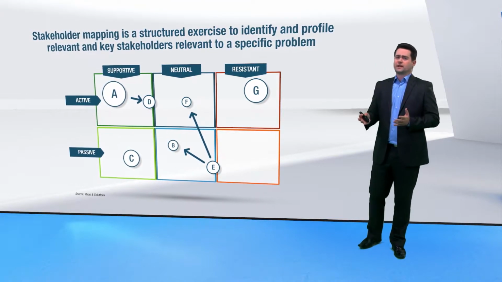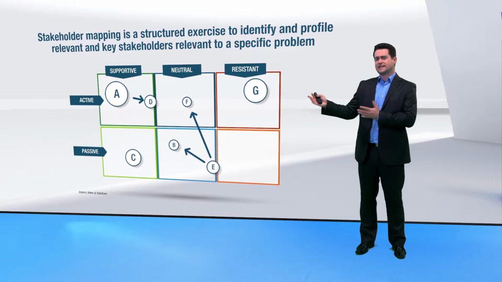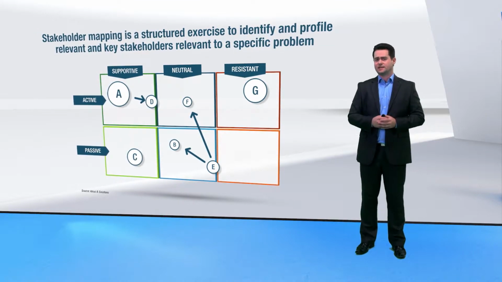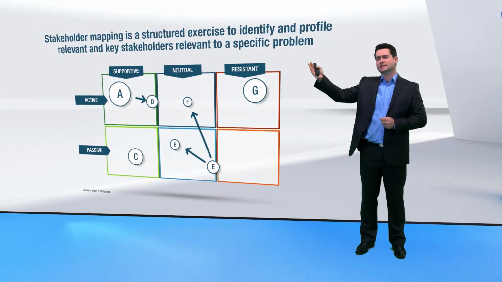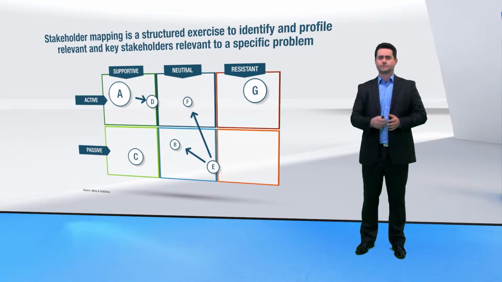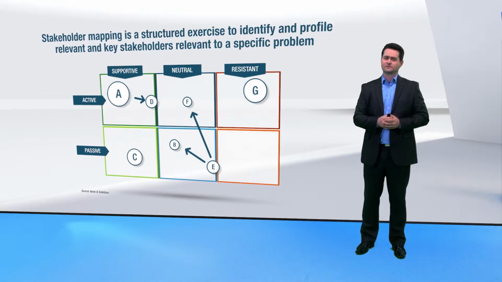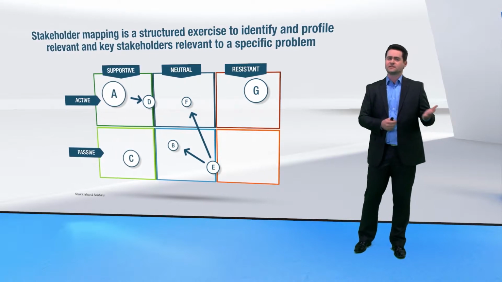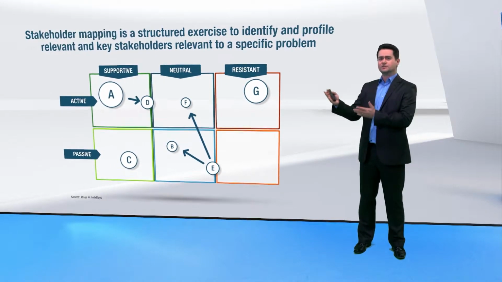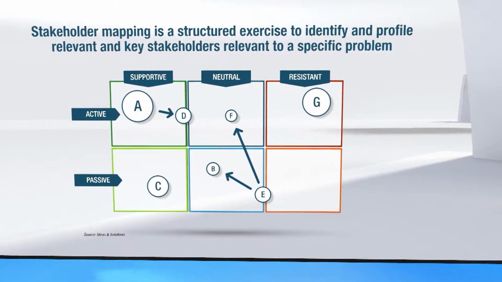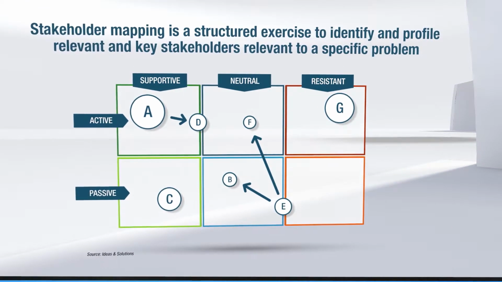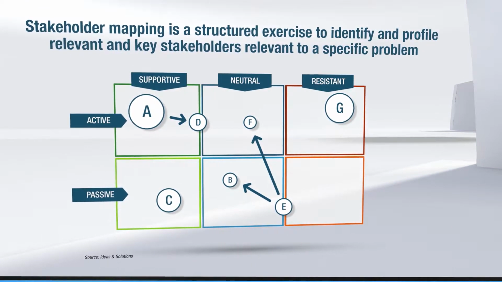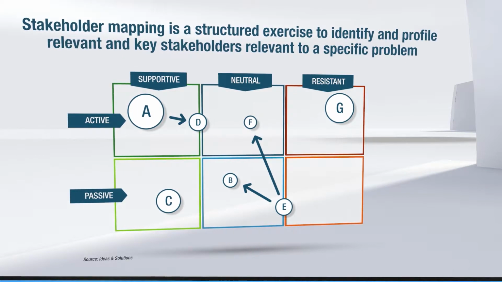Let's have a closer look at our example. As said, we have two main dimensions here, and our map has been divided into 6 segments based on how active and how supportive stakeholders are. In this grid, the size of the circle illustrates the influence of the stakeholder. So you can actually depict 3 dimensions in a map like this.